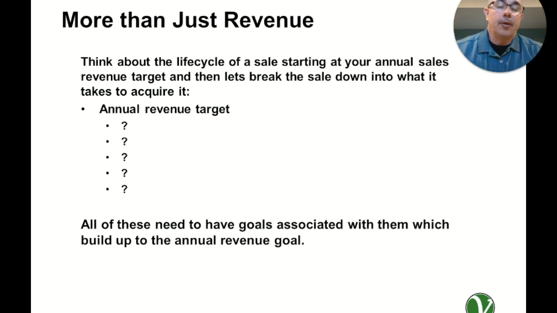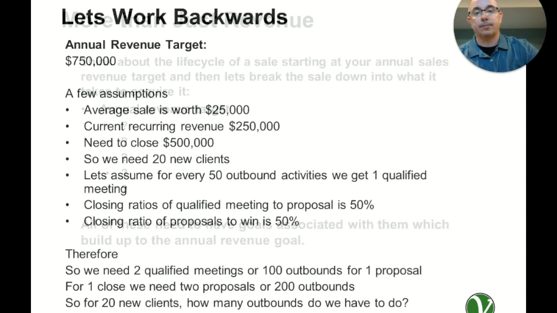Then what you want to do is take the number you're looking for and go backwards from that and see, when you break it down, is it realistic? So again, you have an annual revenue target. That's fundamentally broken down by: I've got to close enough business, I've got to do a number of proposals, I've got to do a number of meetings, I've got to do this many calls to get those meetings, etc. So it has all these concrete steps, right? And each of those steps needs to have its own goal in order to achieve that final revenue goal.